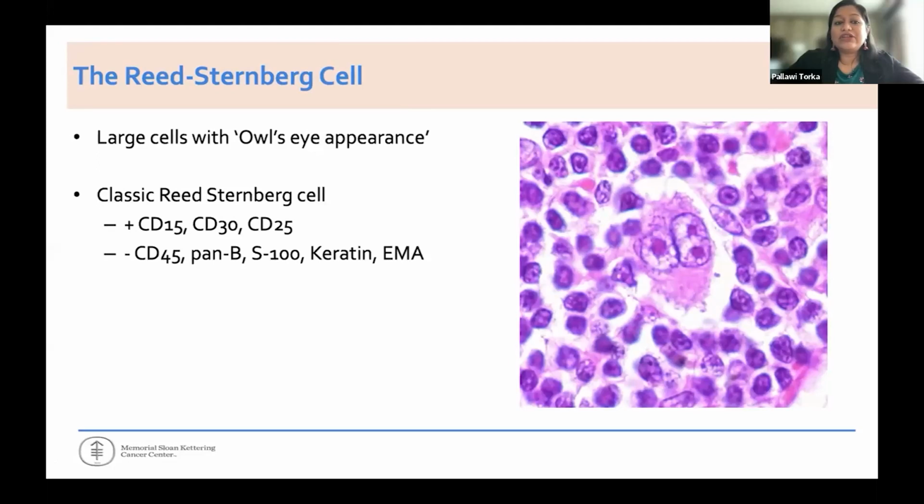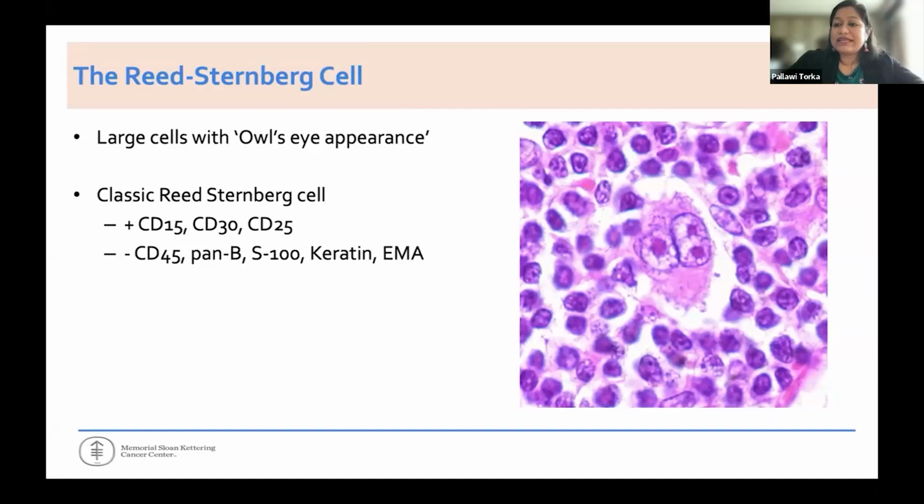Another thing that you already know is that the Reed-Sternberg cell is the prototype for diagnosis of Hodgkin lymphoma. It's a large cell. It is a B-cell derivative with the classical owl's eye appearance. It's really easy to make the diagnosis of Hodgkin lymphoma, CD15, CD30, and CD25 positivity. And the cells are usually negative for CD45, PAN-B, S100, keratin, and EMA.